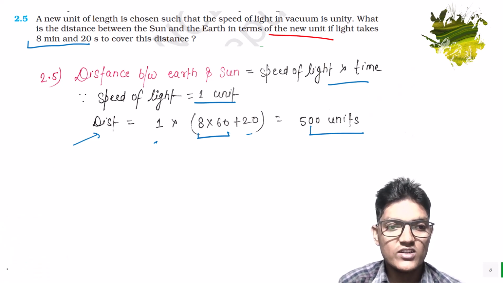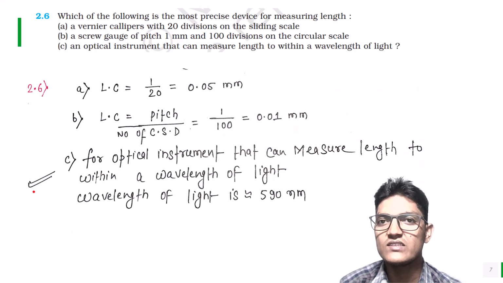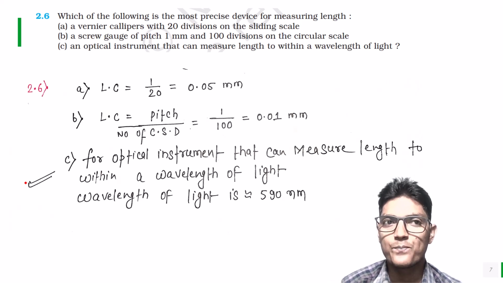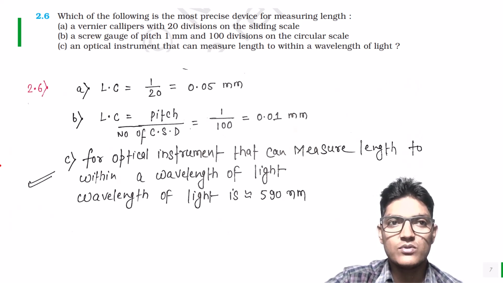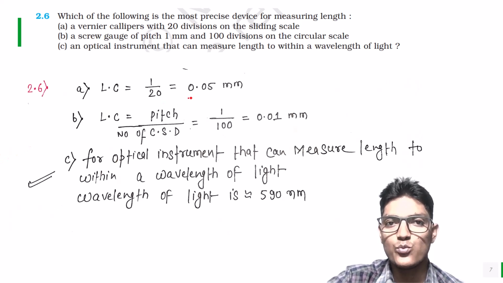जो हमारा नेक्स्ट क्वेश्चन है, as you can see here, which of the following is the most precise device for measuring the length? तो हमारा वो डिवाइस सबसे ज्यादा प्रिसाइज होगा जिसका लीस्ट काउंट सबसे कम होगा. अगर हम बात करते हैं क्वेश्चन नंबर 2.6 का ए, लीस्ट काउंट यहाँ पे क्या हो जाएगा? 1/20 इज इक्वल टू 0.05. बी का हो जाएगा 1/100 इज इक्वल टू 0.01.